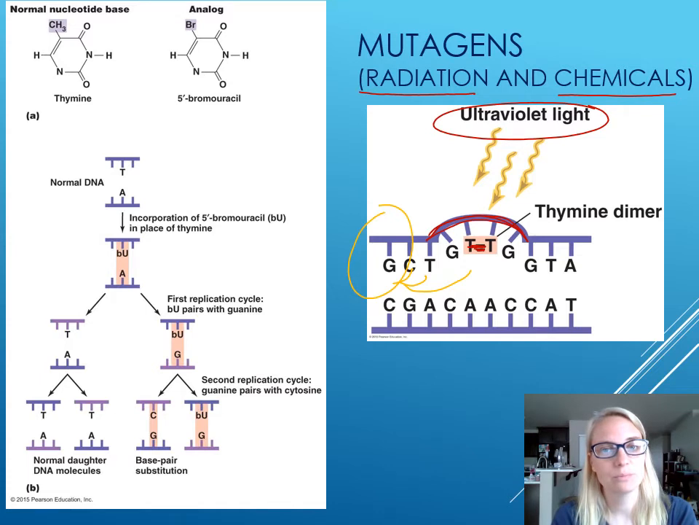So now you know the major cause of skin cancer is mutations in those proteins that code for cell cycle regulation within your skin cells due to these thymine dimers. So long sleeves, sunscreen, right? Protect your skin.